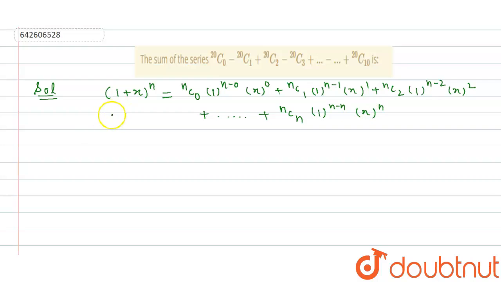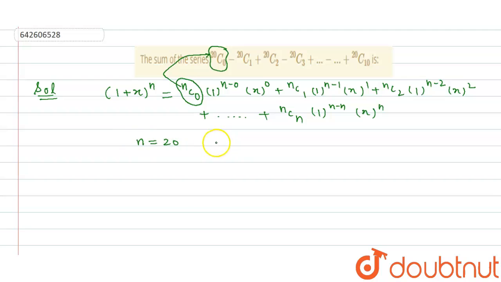Now, here I am comparing this nC0 with the question. It is written as 20C0. So, my n becomes equal to what? My n becomes equal to 20. So, in this question, my n is equal to 20.